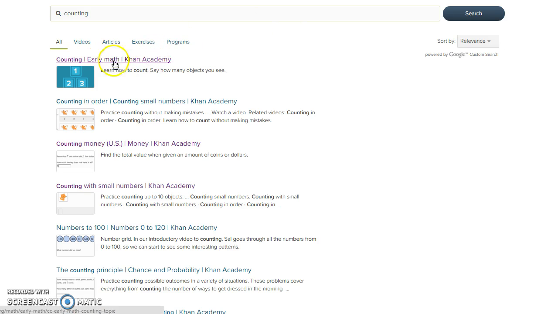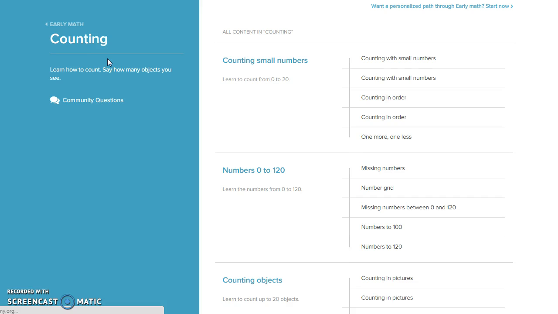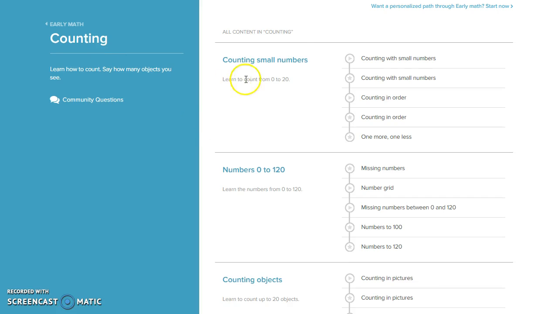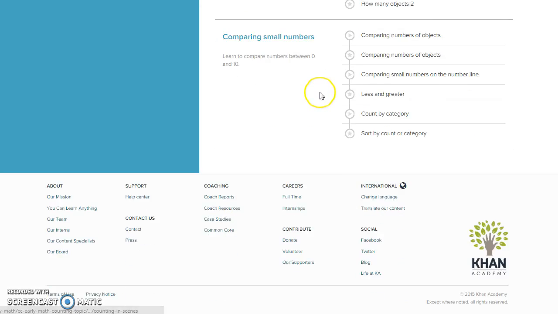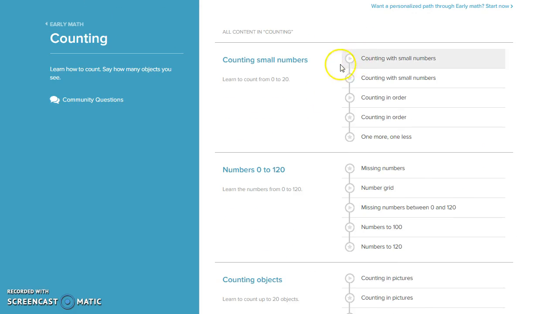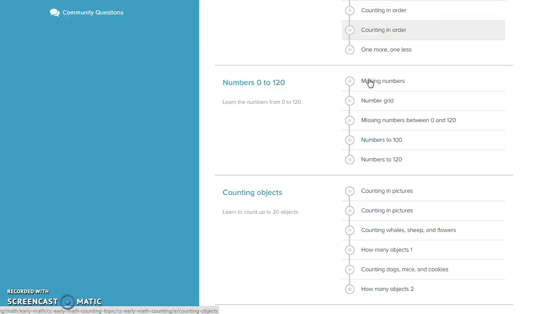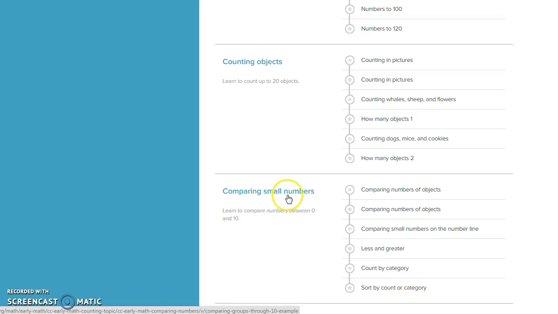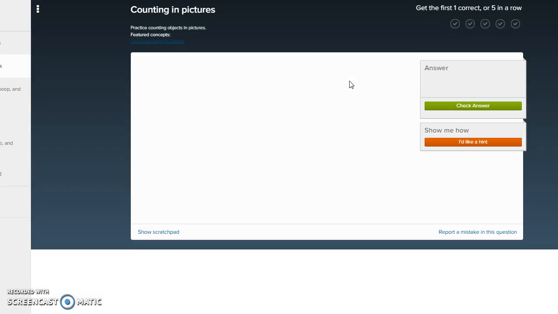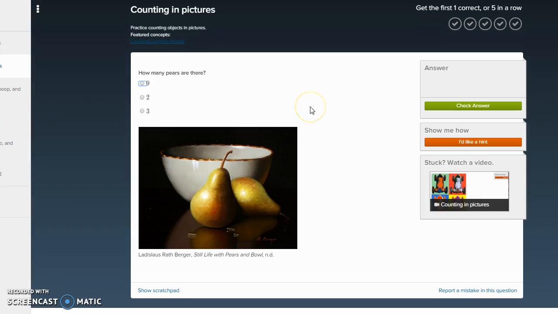counting comes up in early math. So I'm going to click that. And it shows me all of the different types of counting that I can look at. There are two types of practices. One is a video, which is the play symbol, and the other one is a star, which is questions with answers for your practice. So I'm going to pick today, counting objects in pictures. So I'll click the star.